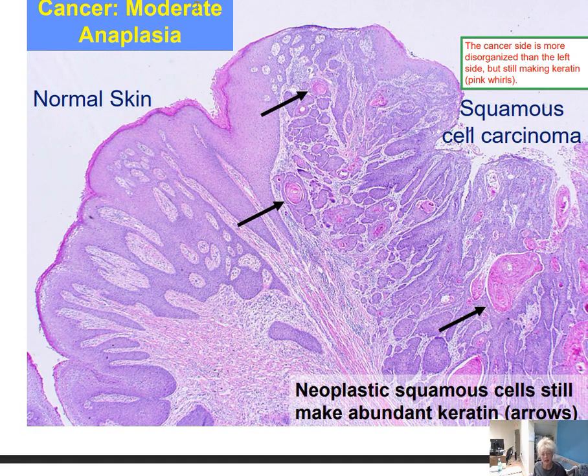Here's cancer with moderate anaplasia. Squamous cell cancer. These are neoplastic squamous cells. They make abundant keratin. These are the arrows. We call these the keratin pearls. Here you have normal skin. Juxtapose this, you see these keratin pearls here, which is considered squamous. The cancer is more disorganized than the left, but still making keratin. Those are the pink whorls. So squamous cell has keratin pearls.